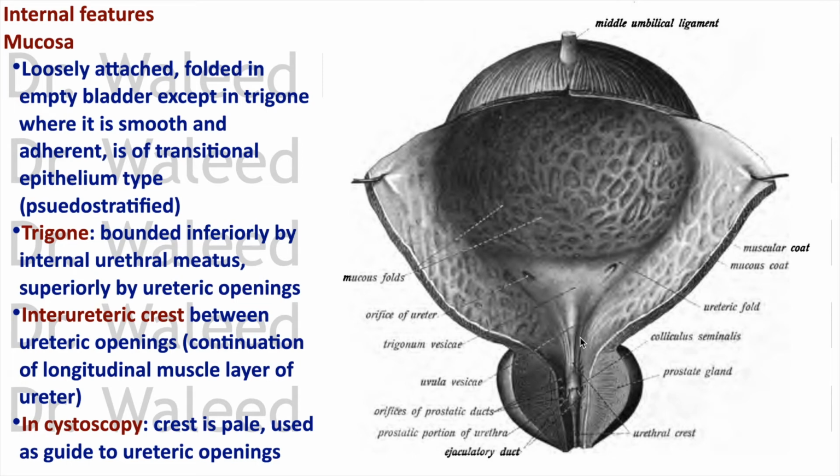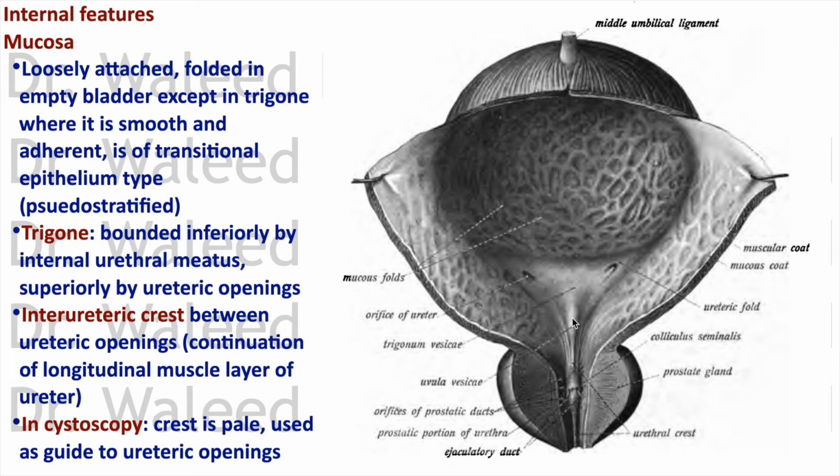Now the trigone, as you can see here, it's bounded by the internal urethral meatus, and superiorly by the ureteric openings, as you can see here. And because the ureters, as they go intramural in the muscle wall of the urinary bladder, they lose their outer muscle coats, and they unite together to form an interureteric crest. Interureteric crest, which is pale in cystoscopy and used as a guide to guide you to the ureteric opening in cystoscopy.